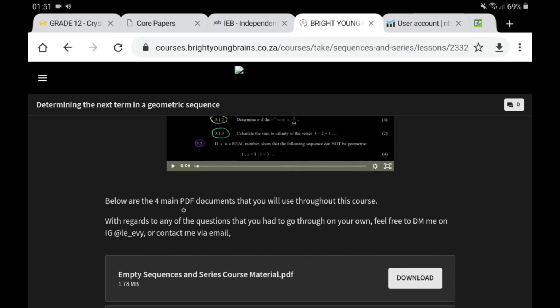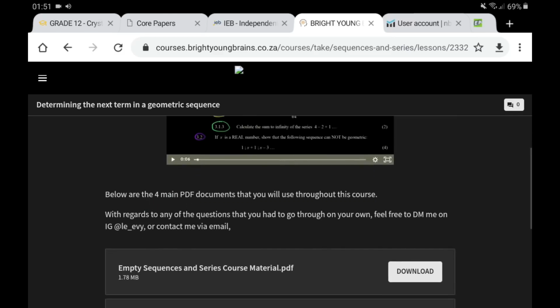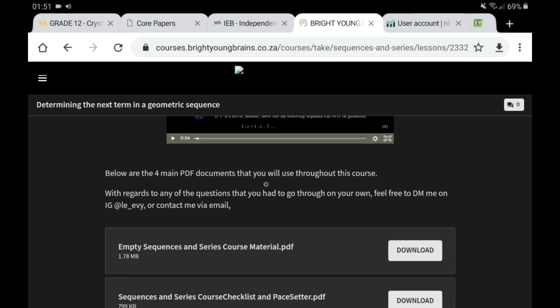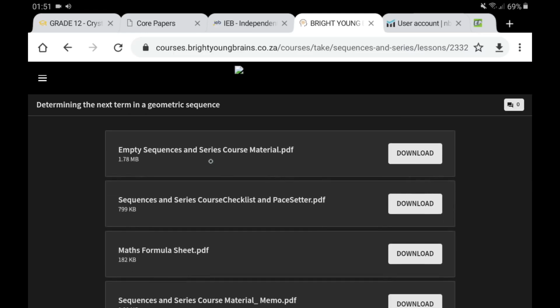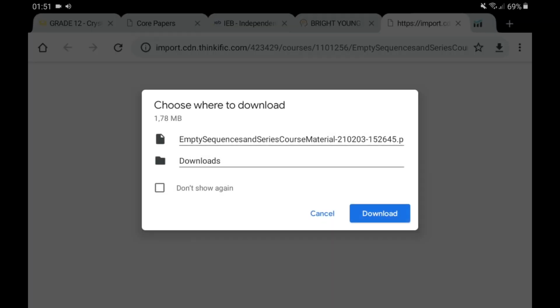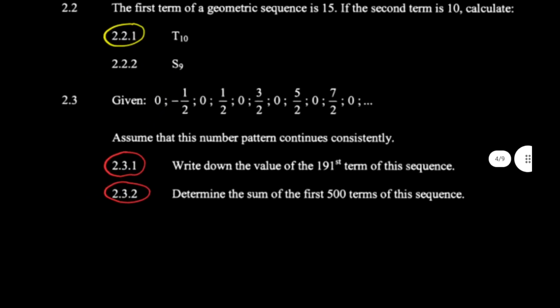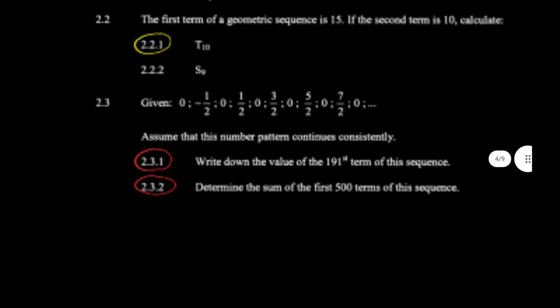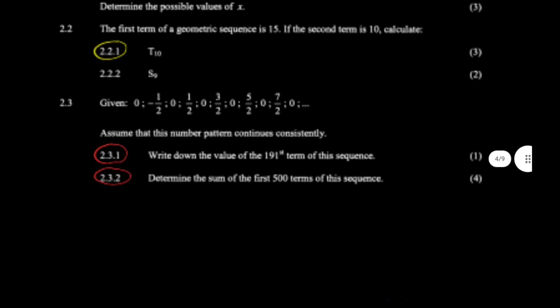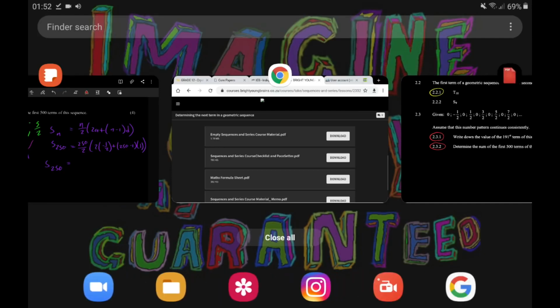So it says here below are the four main PDF documents that you will use throughout this course. So you'll have a PDF file, right? This PDF file here basically has the course material, with everything that you would go through in that course. And then this is boom, you see, one of the questions I was talking about, the exact one that we're going through now. You see, it's in the course, because remember the course gives you access to different questions, different ways that questions are asked. So this is one of the PDF files that the courses come with.